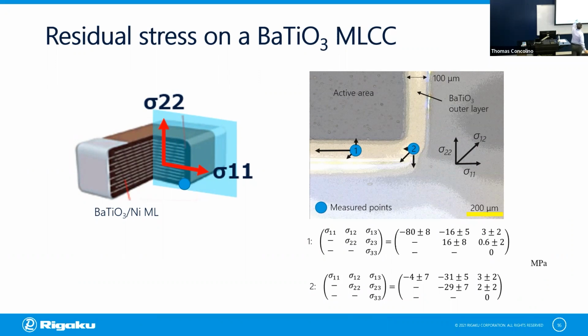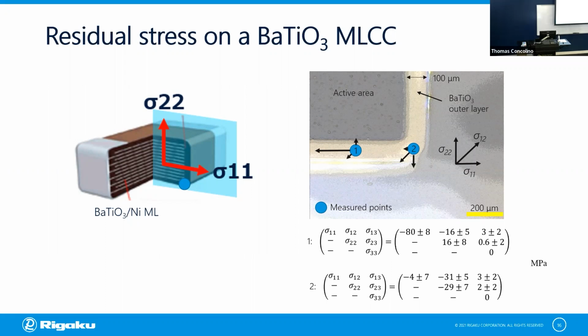What we did is measure this corner area, and this is a microscope image. This is a 200 micrometer scale. Sigma 1 is the X direction, the horizontal direction, 2 is the vertical direction, and 3 is perpendicular to this position. So 1, 2 is the shear stress, and this is what we got.